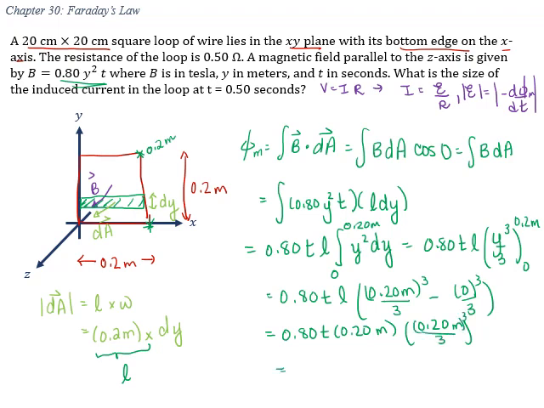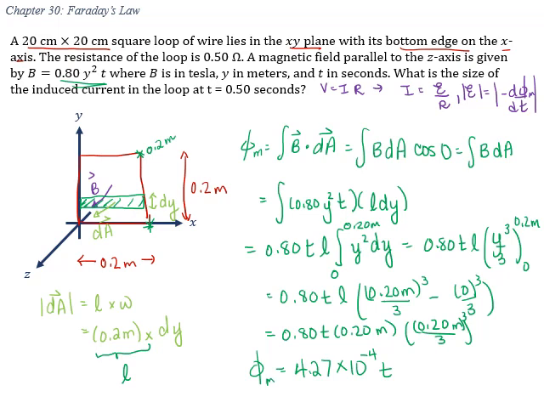And when we put all that in the calculator, we should get, hang on, I'm just going to grab my calculator and find what that works out to be equal to. So I get 0.8 times 0.2 times 0.2 cubed divided by 3 equals 4.27 times 10 to the minus 4 times t. So there's an expression for my magnetic flux as a function of time.